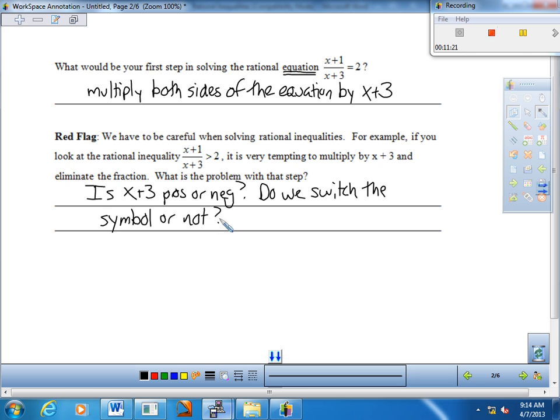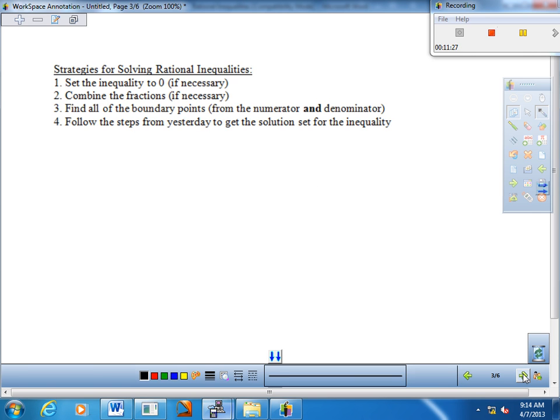Okay, so because we can't just do that, and again, it would be nice if we could, we have to find some strategies for dealing with it. And so I've just written a few down. Obviously, you can take a look and take them for what they're worth. I'll go ahead and do a little read through, and then we'll try our examples with this. The key, of course, is set the inequality to 0 if it's not already. So remember, that's what we want to talk about.